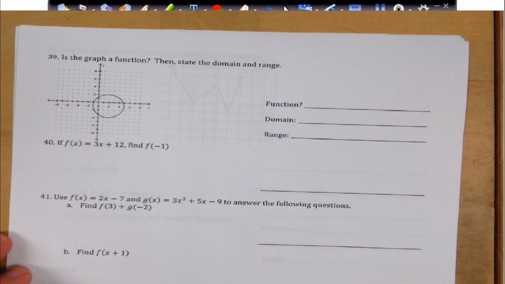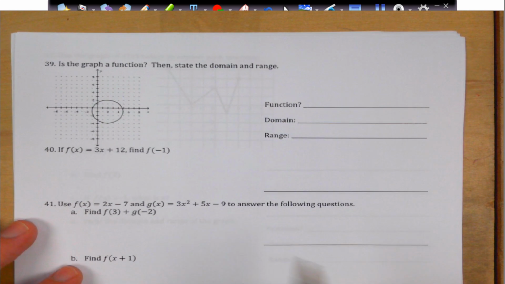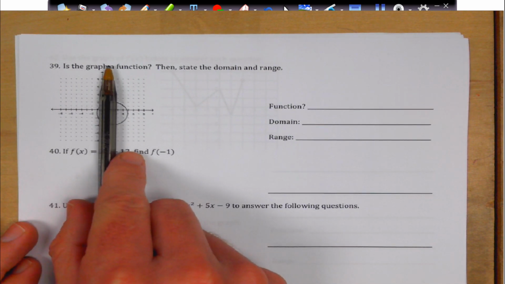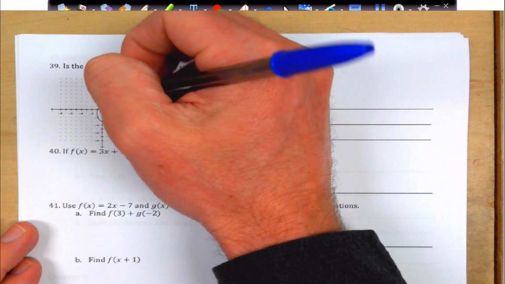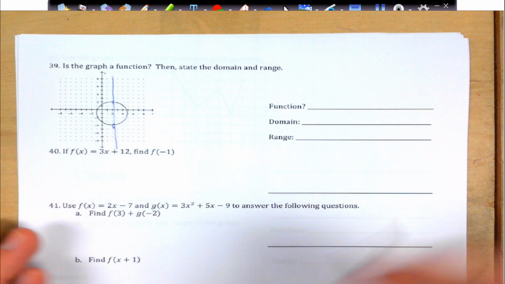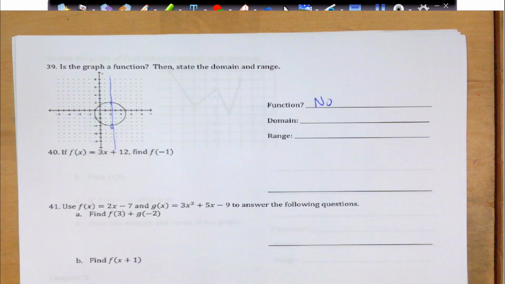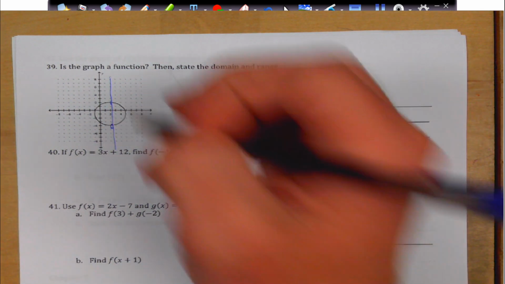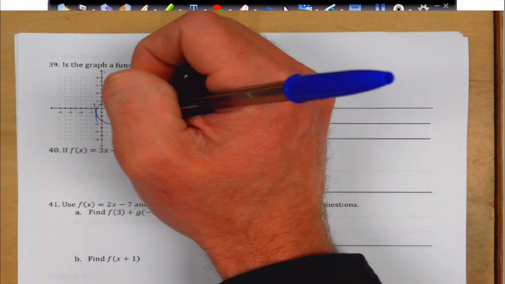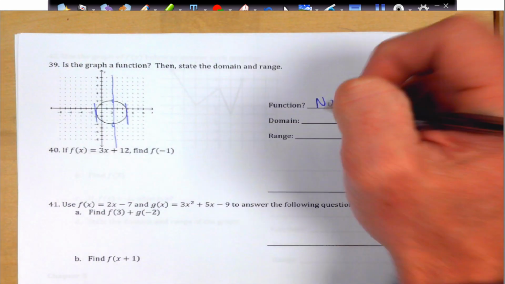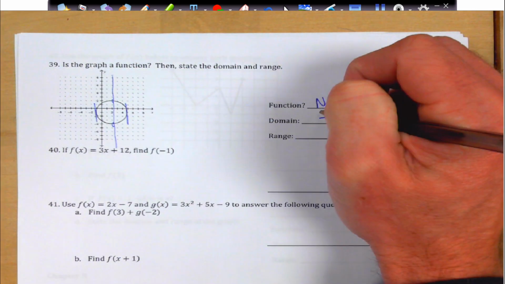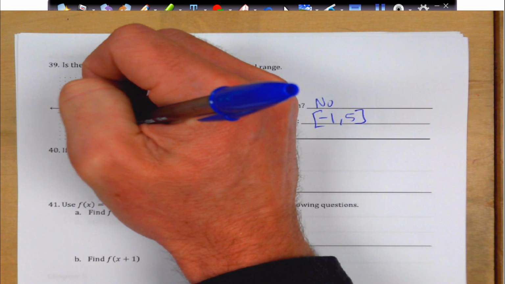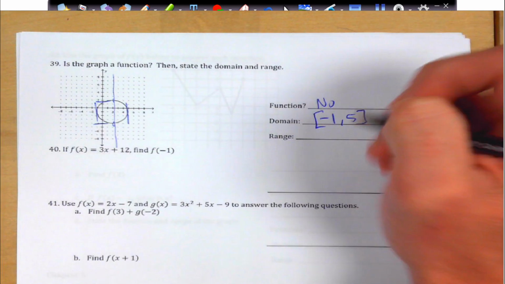Okay, let's see. What do we got? Domain and range again. Function. Notice when I do a vertical line test, if I draw a vertical line through here, I hit twice. That's a no-go. So that's not a function. Domain. It looks like it's going from -1 to +5. Brackets, and my range is going from -4 to 2.